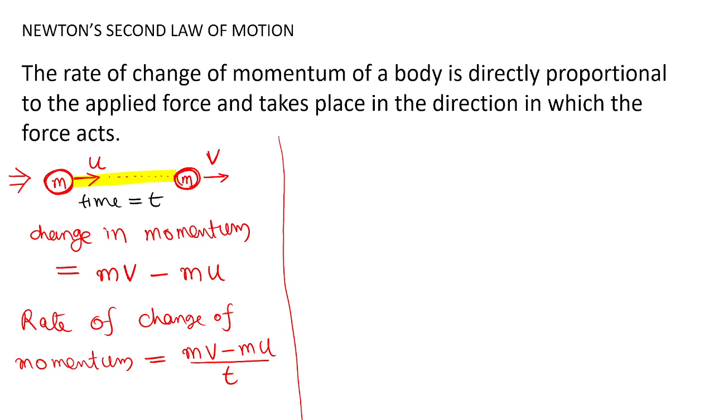So this law states that the rate of change of momentum is proportional to the applied force. I told you that I have applied some force, and because of that a change in momentum takes place. So the law states that the force F is directly proportional to the rate of change of momentum, I mean mv minus mu divided by t.